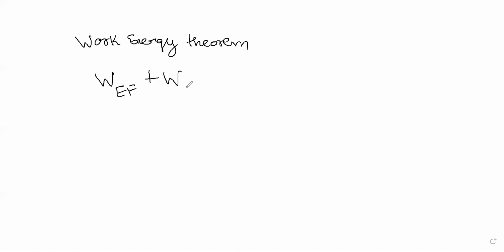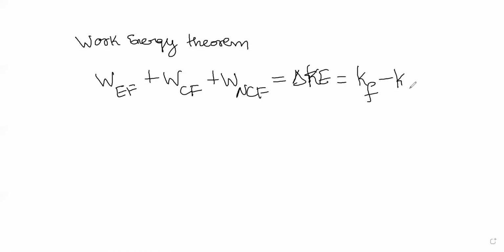Now, the next question is to calculate the final kinetic energy and the final velocity. For that, we use the work-energy theorem. It says that the work done by the external force plus the work done by the conservative force plus the work done by the non-conservative force, everything adds up to the change in the kinetic energy. That is KE final minus KE initial.